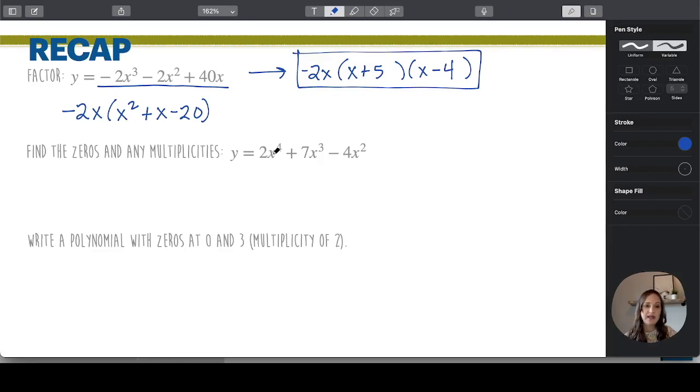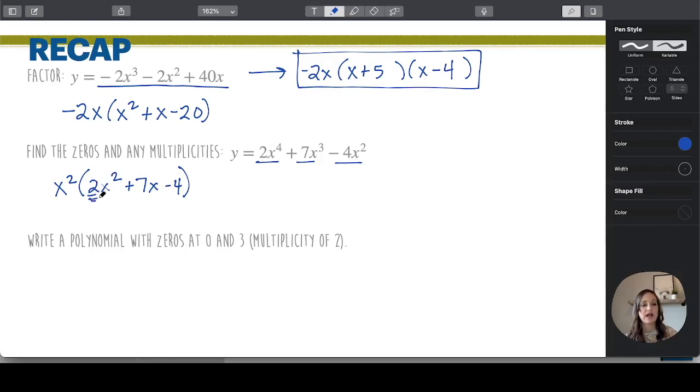Next, we're going to do the same thing, except we're then going to go one step further, and we're going to actually find the zeros. So first thing is, notice, is there anything in common? Well, there's x's in common, and I look for the smallest exponent, which is an x squared. That is what I can pull out. So I'll be left with 2x squared plus 7x minus 4. Now I need to factor what is on the inside.